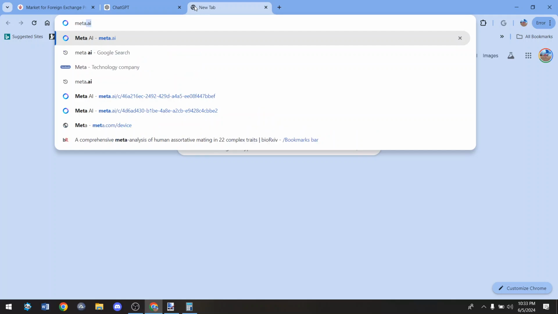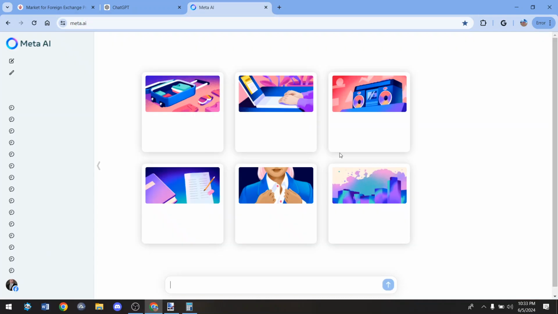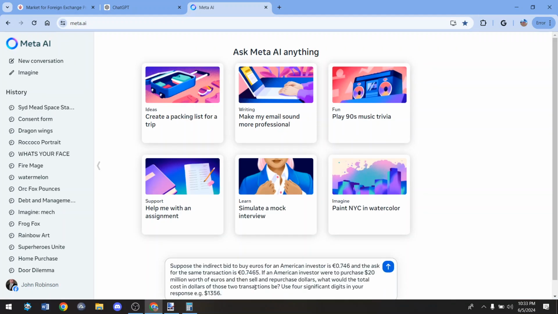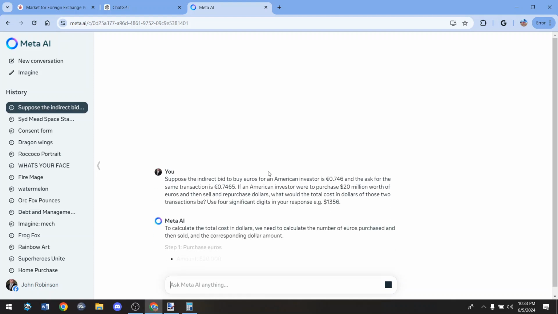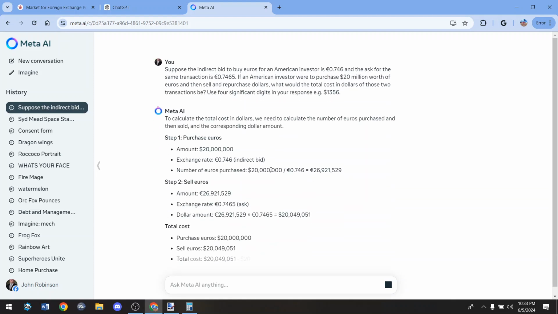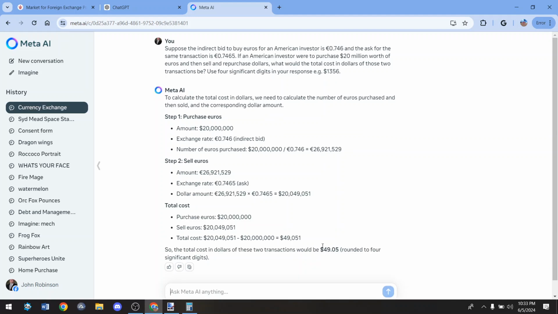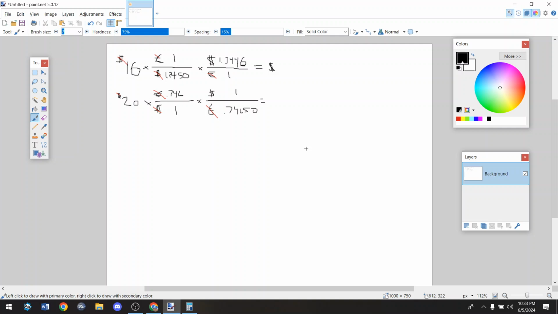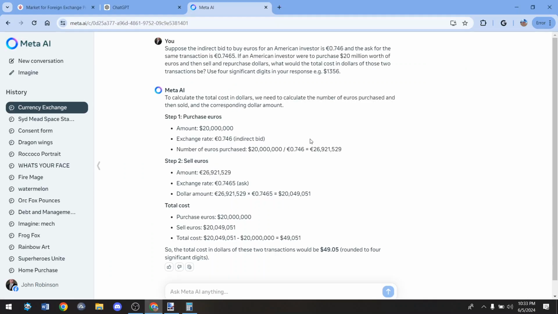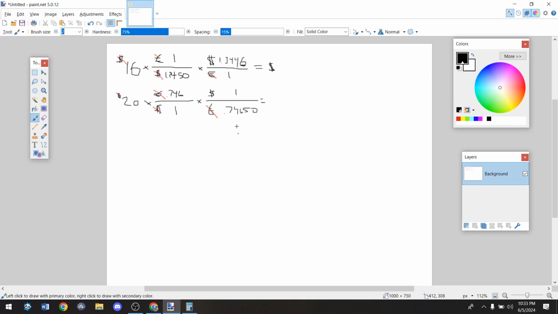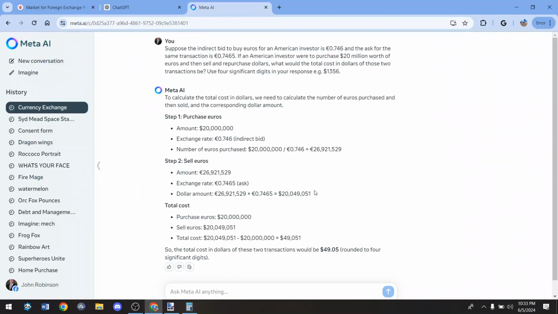I wonder how Meta AI does. That's the Facebook one. Let's see. Well, that's interesting. Okay, it's dividing by 746, which is wrong. And then it's multiplying by 746.50, which is wrong. So, oh well.